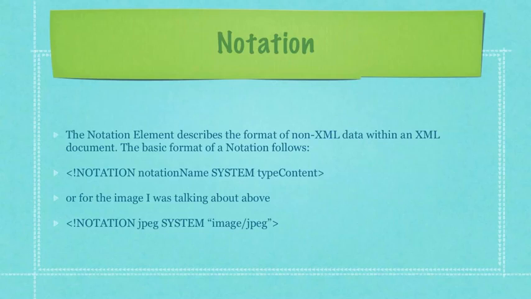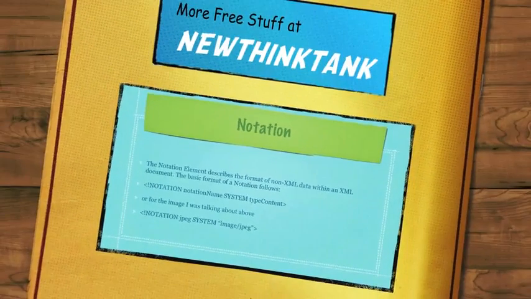The notation element describes the format of non-XML data within an XML document. The basic format of a notation follows right here with this example, or for the image I was talking about above, here is how you would define that notation, where I'm creating the notation JPEG, and I'm telling the system that this is a JPEG with the image/jpeg definition here.